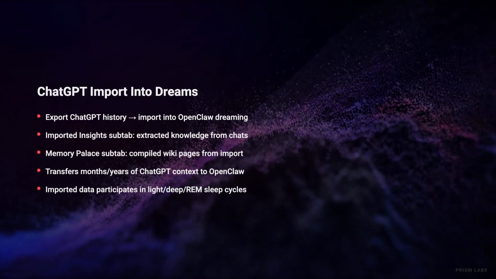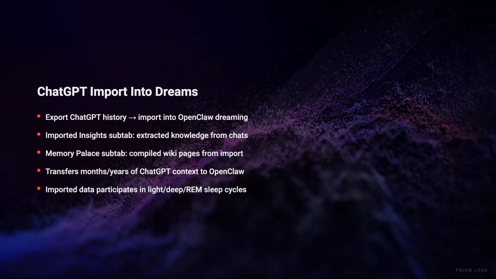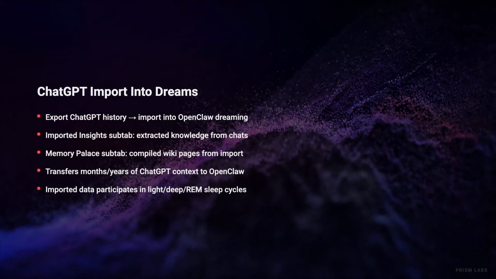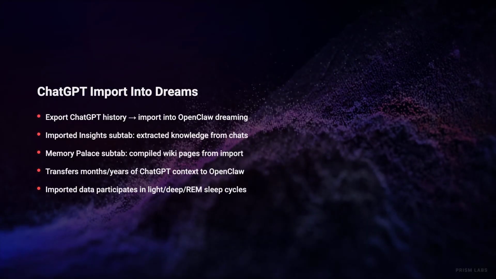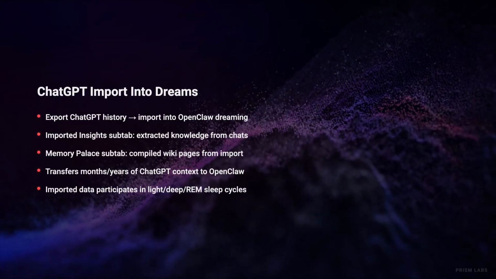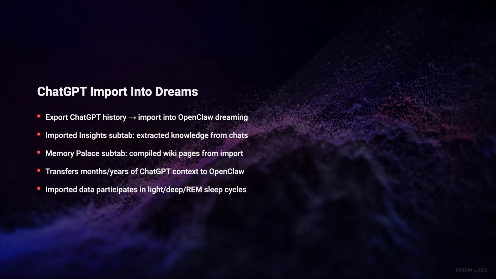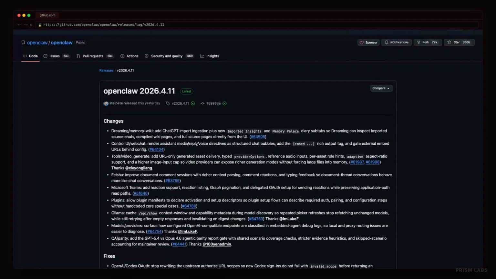Now that context transfers over. The import pipeline processes source chats, extracts entities and facts, compiles them into structured pages, and integrates them into the existing Dreaming system where they participate in the same light, deep, and REM sleep cycles as natively collected memories. Your ChatGPT history becomes part of OpenClaw's persistent memory, enriched and consolidated over time just like any other knowledge source. Let's look at the release.